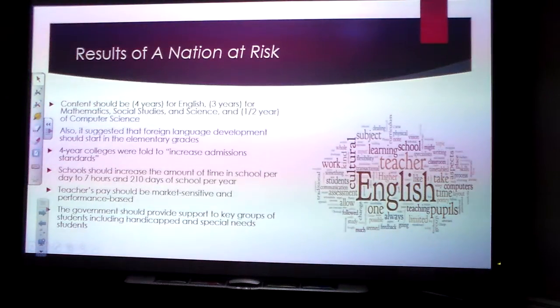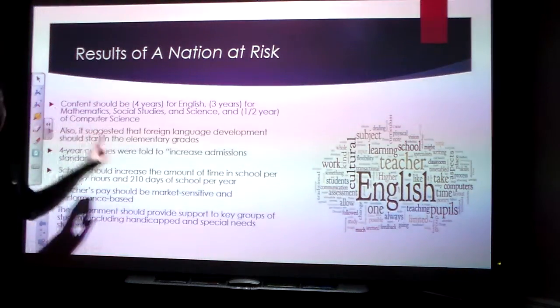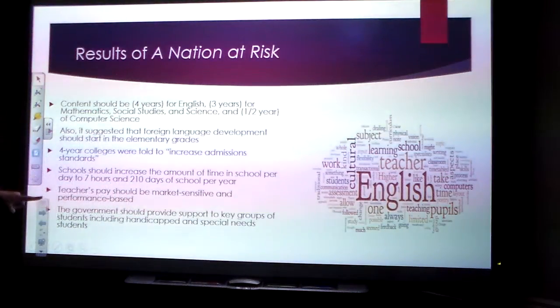It says that we should have 4 years of English, 3 years of math, social studies, and science, and a half year of computer science. Foreign language should start in the elementary grades. Four-year colleges have to have stronger admission standards to make it harder for people to get into college. I laugh at that one more than anything else. School should be 210 days a year. Yes, some states are doing that. And teachers' pay should be market sensitive and performance-based. That's not going to happen.